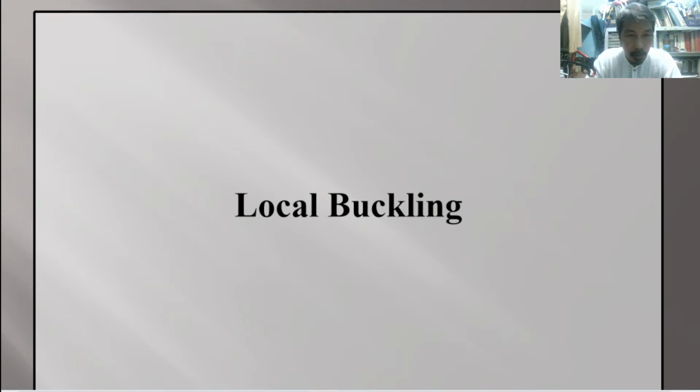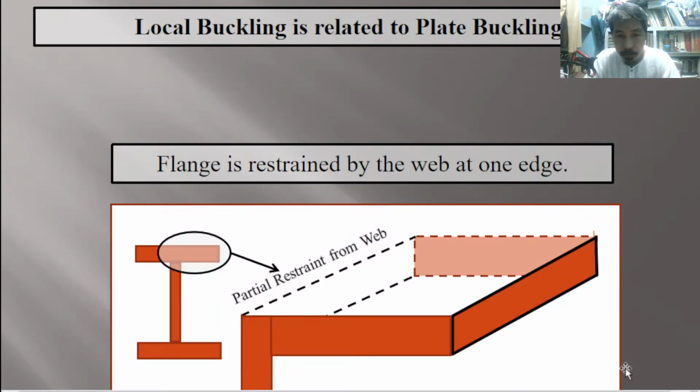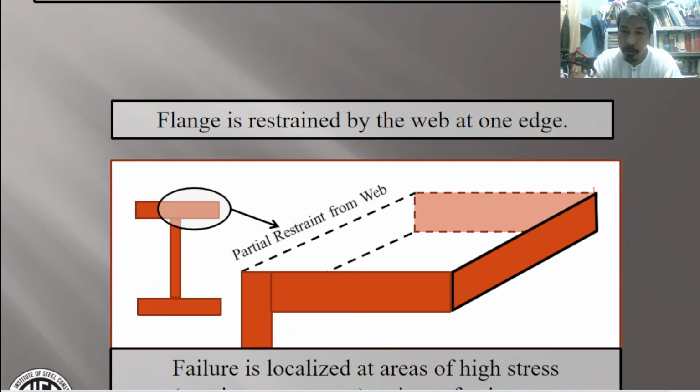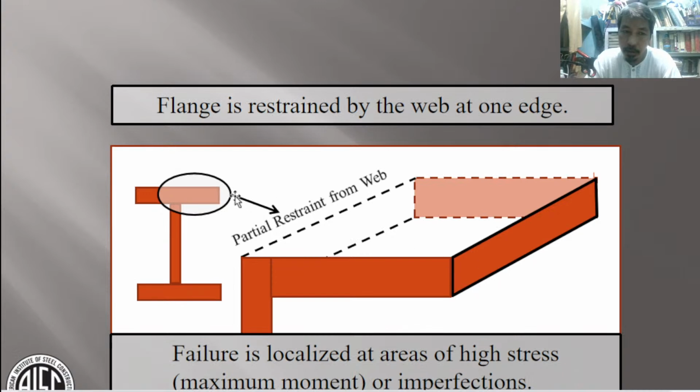So for local buckling, we have the following concept. It is related to plate buckling. The flange is restrained by the web at one edge. So we can have a local buckling here, but it is being restricted by this web. So what will happen? Partial restraint from the web.